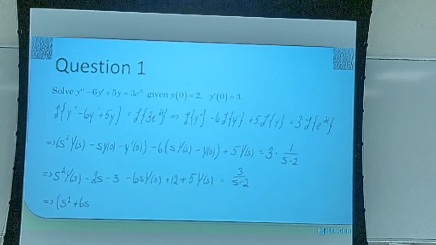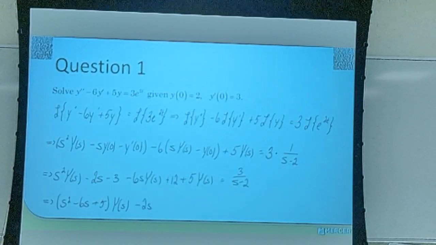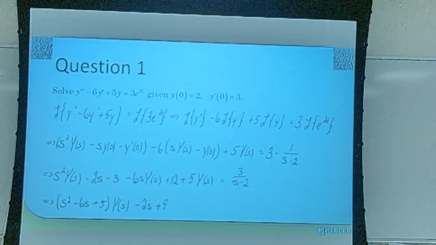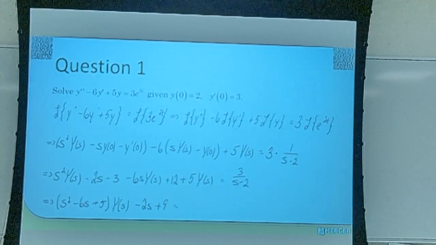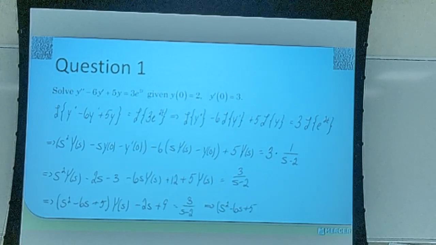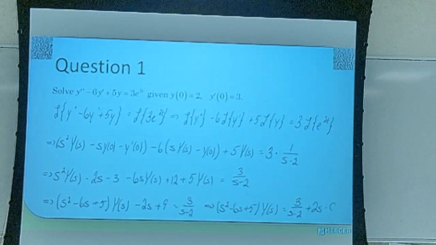Goes through x minus 6s minus capital Y minus 2s minus 3 plus 12 is plus 9. So this is where we're at right now.